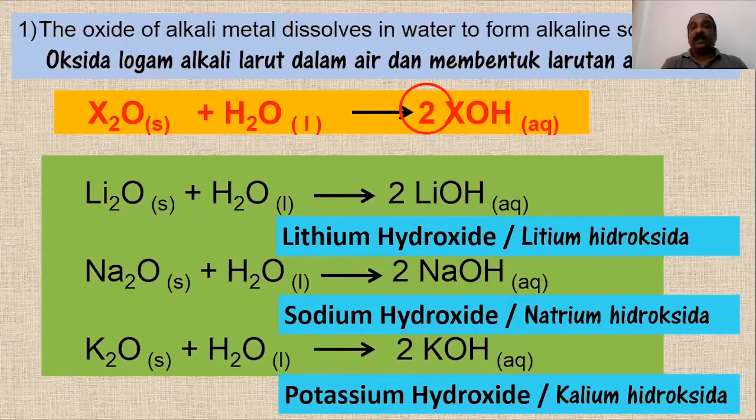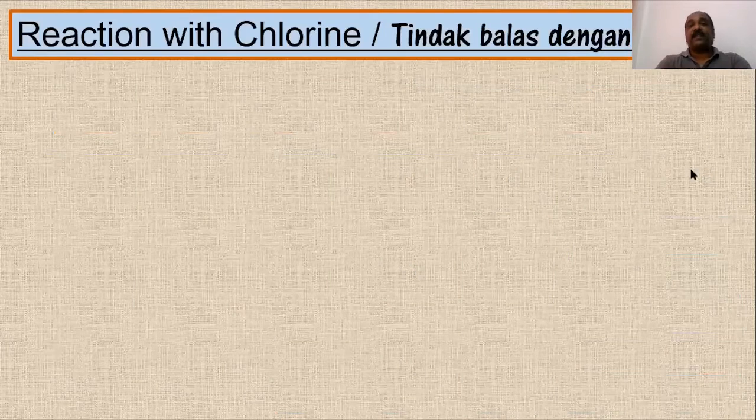Kalau dia solid or pepejal, dia tak larut, mendakan. So aqueous. So all compounds from group 1, the oxide akan larut dalam air, membentuk larutan aqueous. Alright, next. Reaction with chlorine. So how do they react? That means lithium reacts with chlorine, sodium reacts with chlorine, potassium reacts with chlorine. We are going to see that.